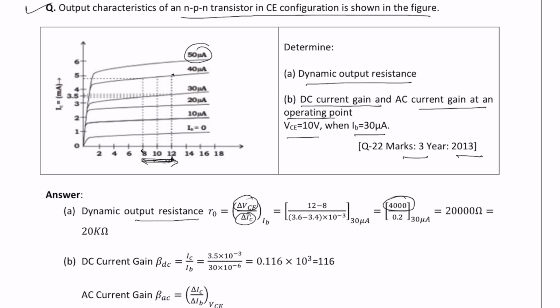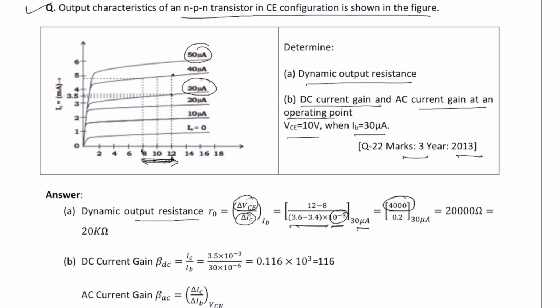And what is the current increase here? 0.2 ampere is the current increase because of this 12 minus 8 volt change. If you check this current, it is 3.6 to 3.4, correct? It is in milliampere, so I have converted it to ampere by multiplying by 10 to the power minus 3. This is when the base current is fixed at 30 microampere.